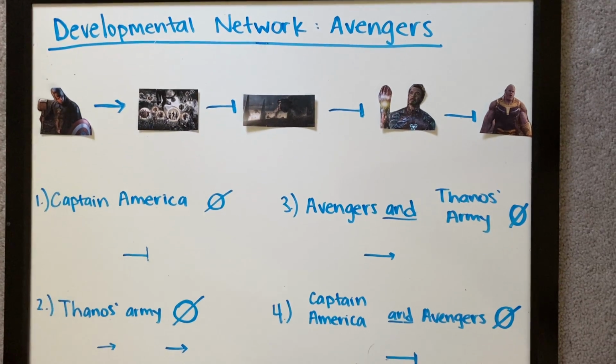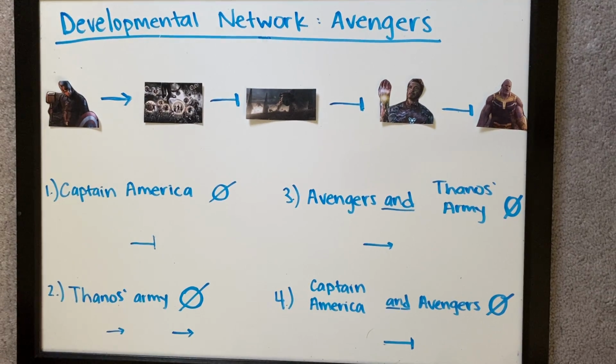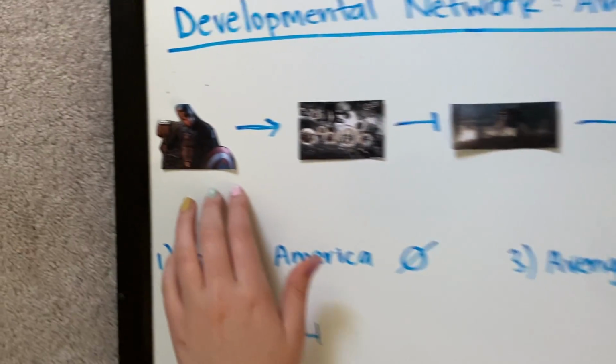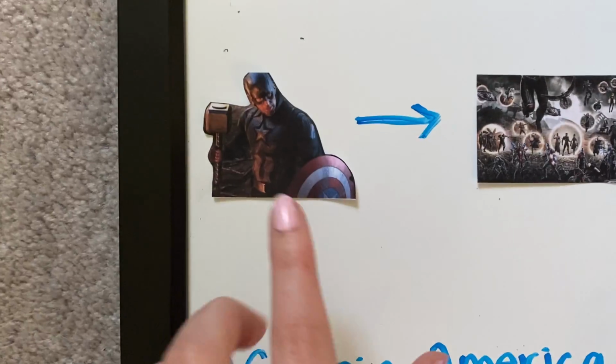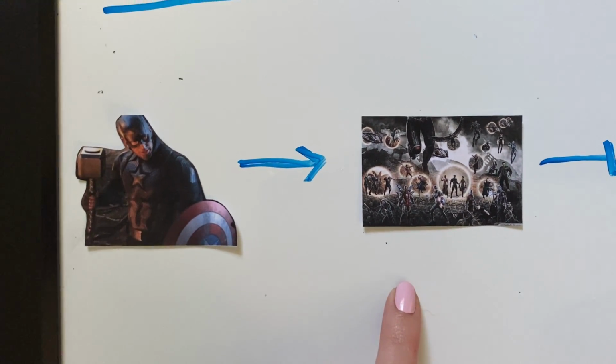This is a video to display the developmental network using the Avengers as an example. In our pathway shown here, we have Captain America acting as a stimulant for the Avengers.